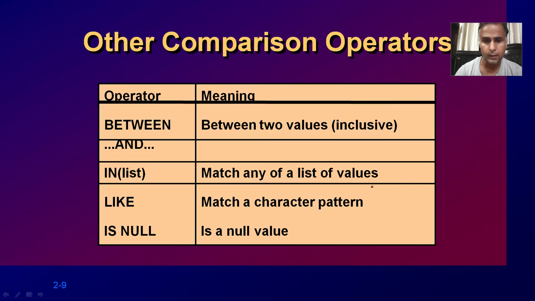In the next query, other comparison operators are BETWEEN AND, IN, LIKE, IS NULL. With the help of examples, we will try to understand how we can use BETWEEN AND, IN, LIKE, and IS NULL. One of the important operators, LIKE, is used for pattern matching, and IS NULL is used to check whether a particular column is null or not.